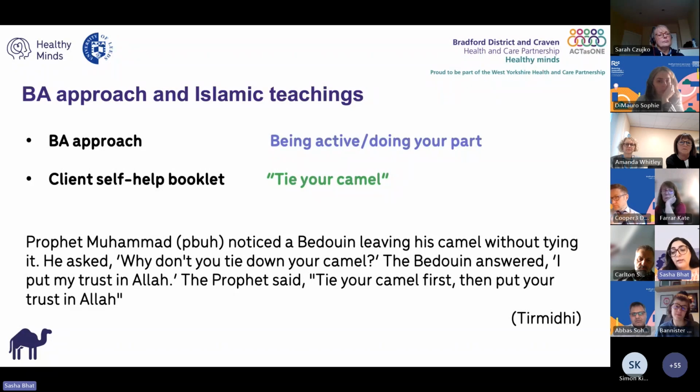It goes through different types of coping mechanisms, different types of language and values that you might use in a behavioral activation way, and it relates those to Islamic stories and Islamic values and approaches. So it makes sense for people who will really easily recognize the story about tie your camel and what the essence of that means, which might be very different to telling somebody, well, you do your part or you be active, because that might not hold as much meaning for them. So it really unlocks the meaning behind activity, and that's what the training and the approach does.